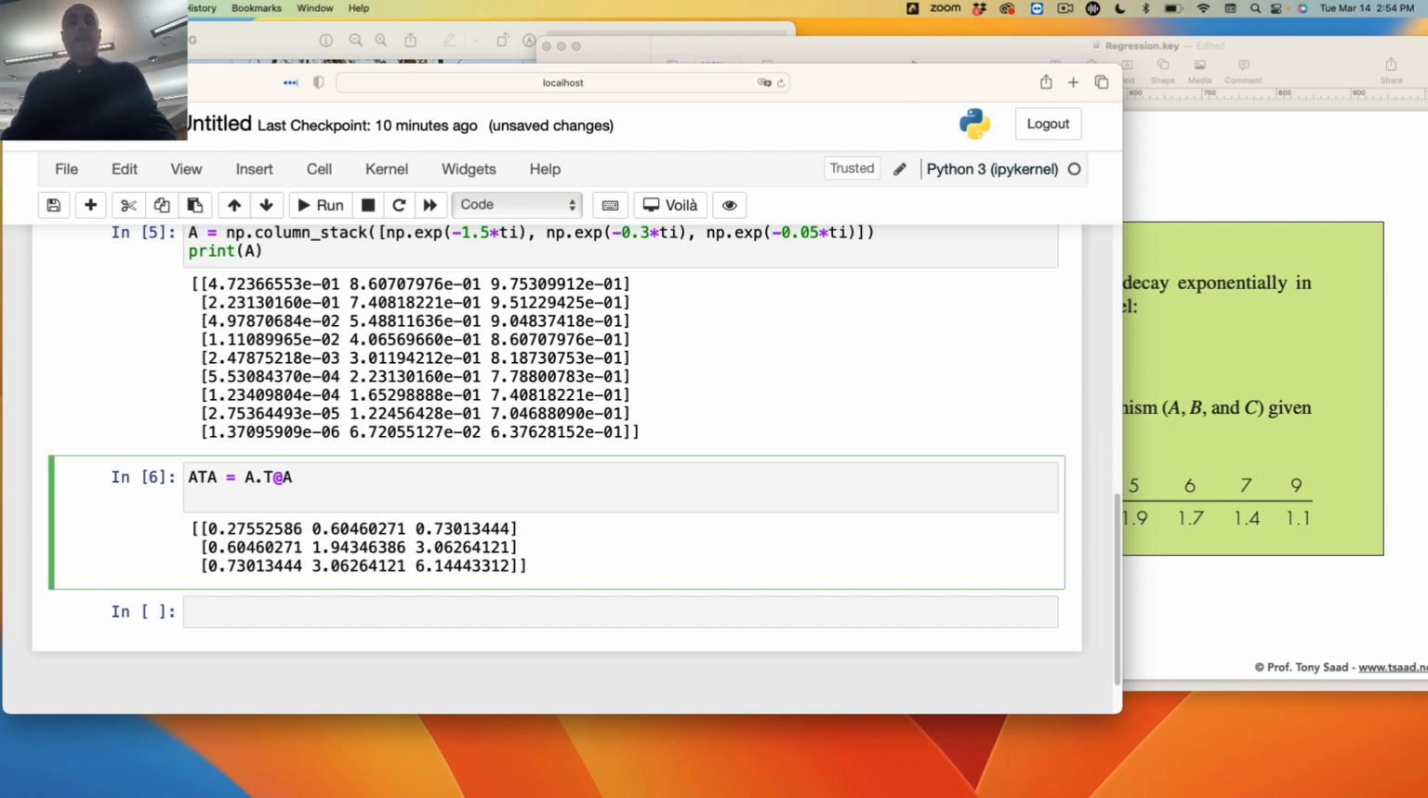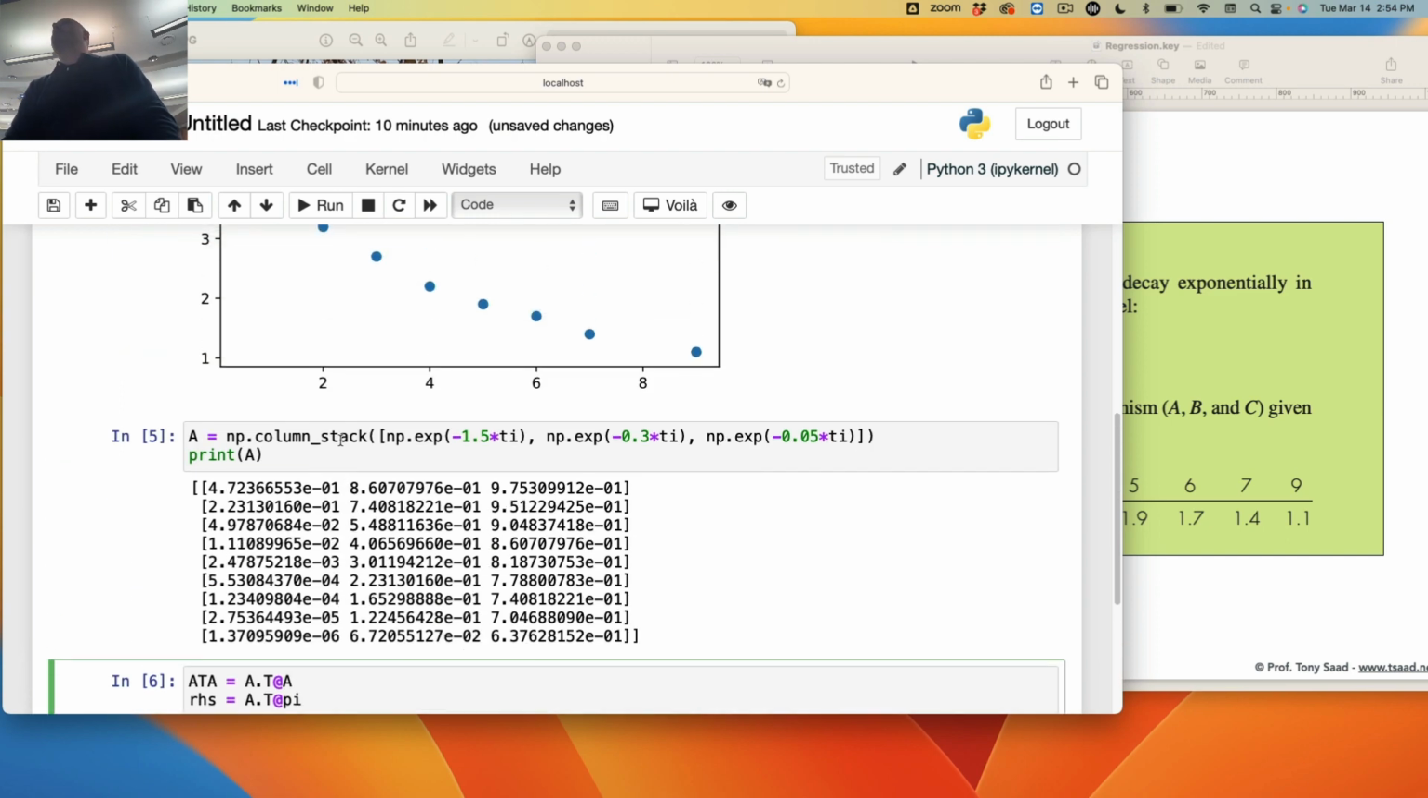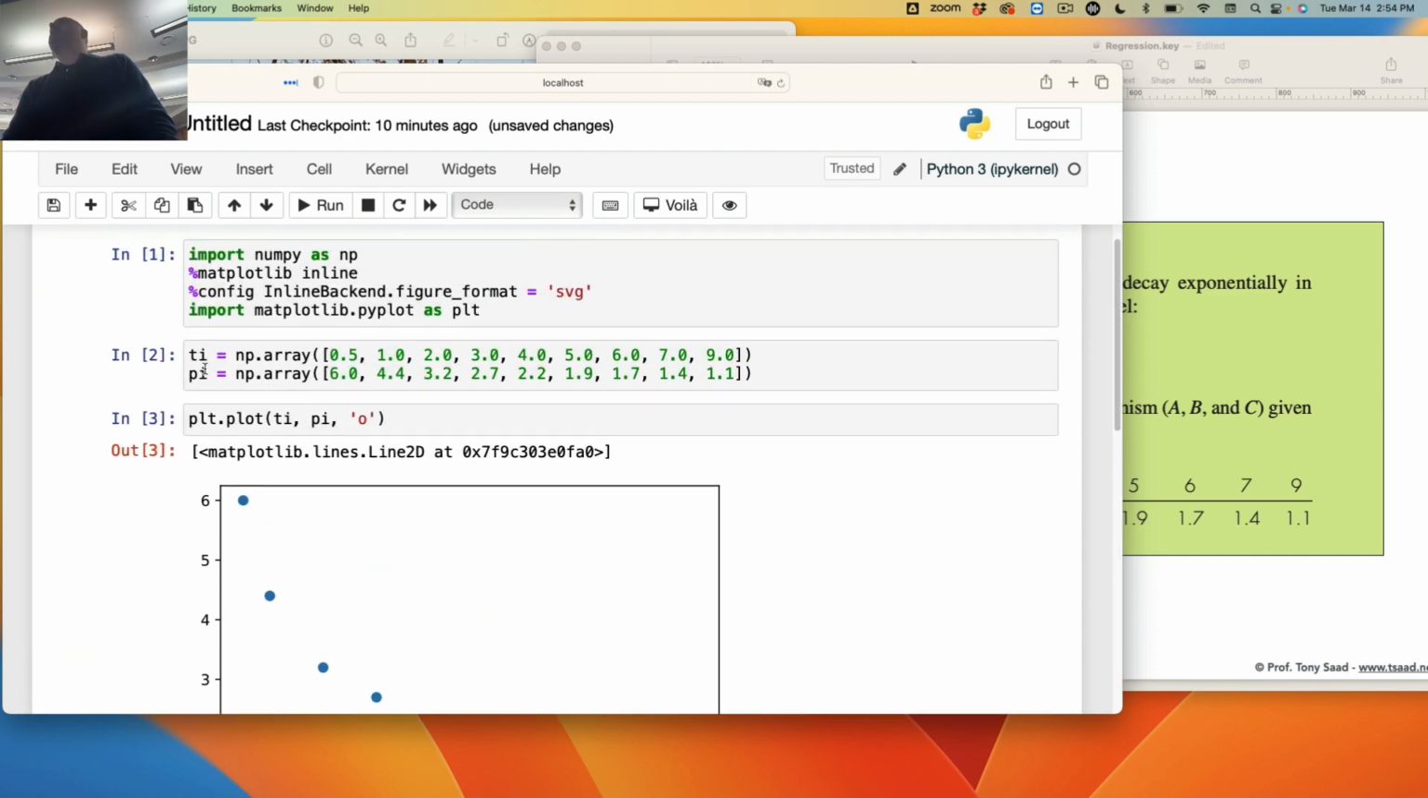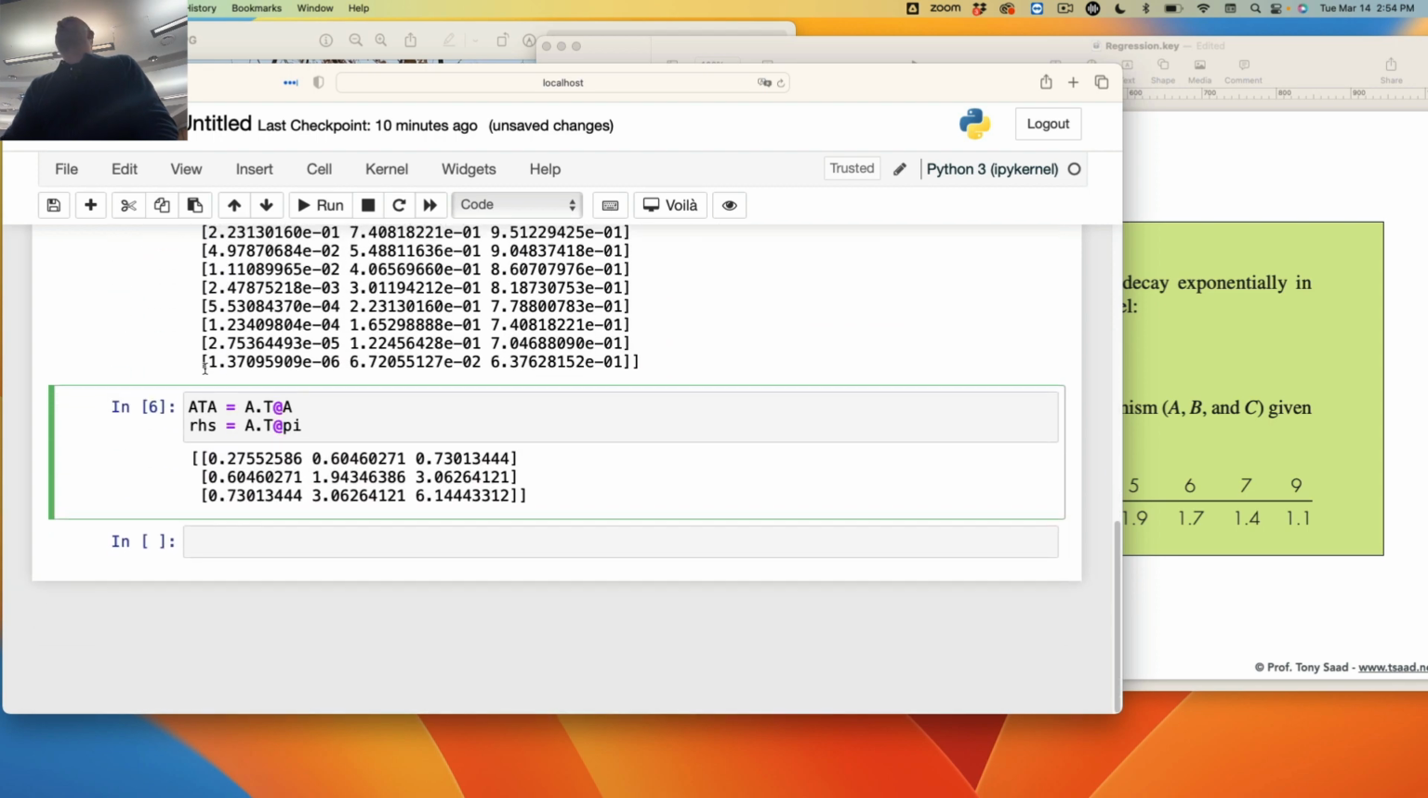Now the right-hand side is A transpose times the input y data, which is pi. Agreed? So those were our y data points. Call them pi. Okay?